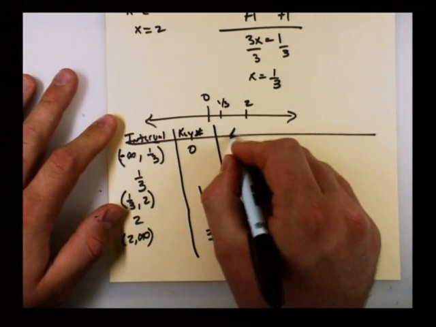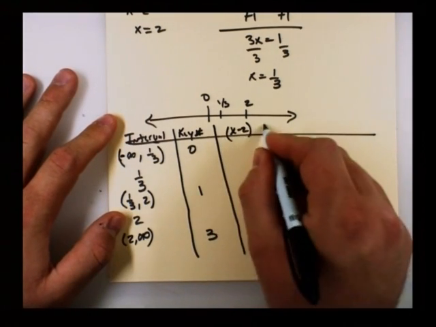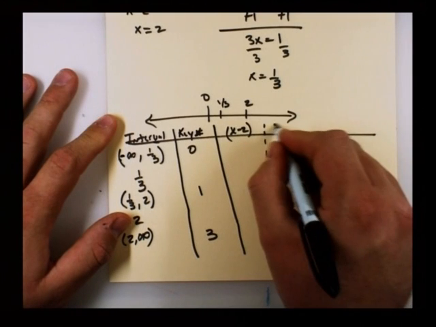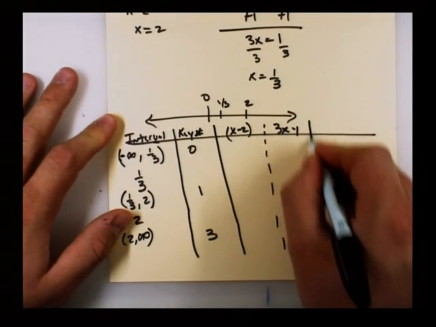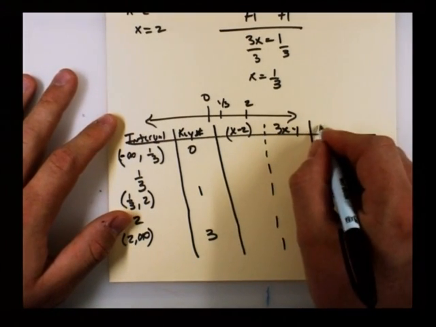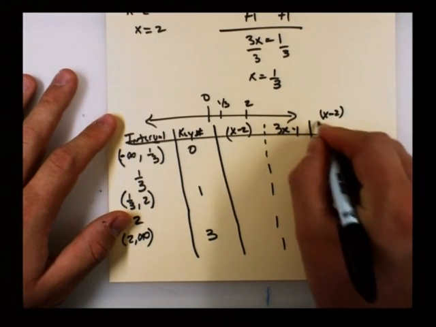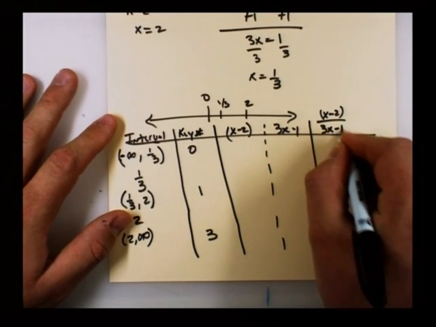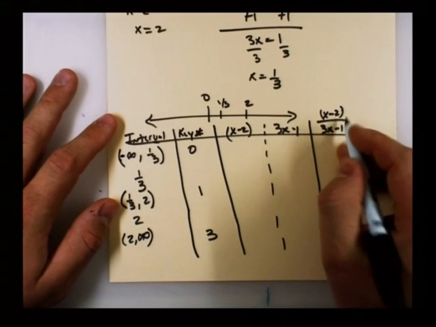And again, we'll test it in x minus 2. We'll test it in 3x minus 1. And we'll see what x minus 2 over 3x minus 1 is. Is it a positive? Is it a negative?